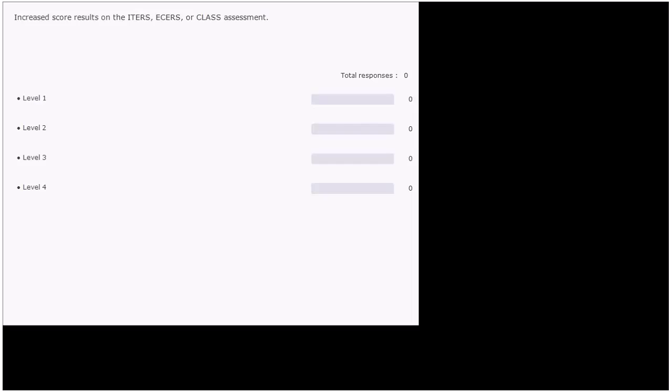You get increased score results on the ITERs or the ECHRs or the class assessment. The results, wasn't it? We got 50-50. Somebody want to explain this one? What they think it is and why? Somebody out there, come on, take a turn.